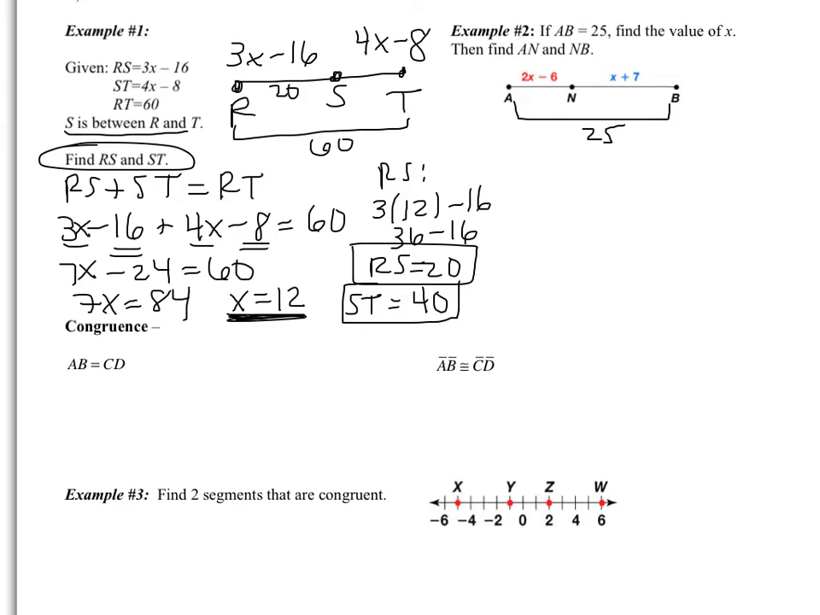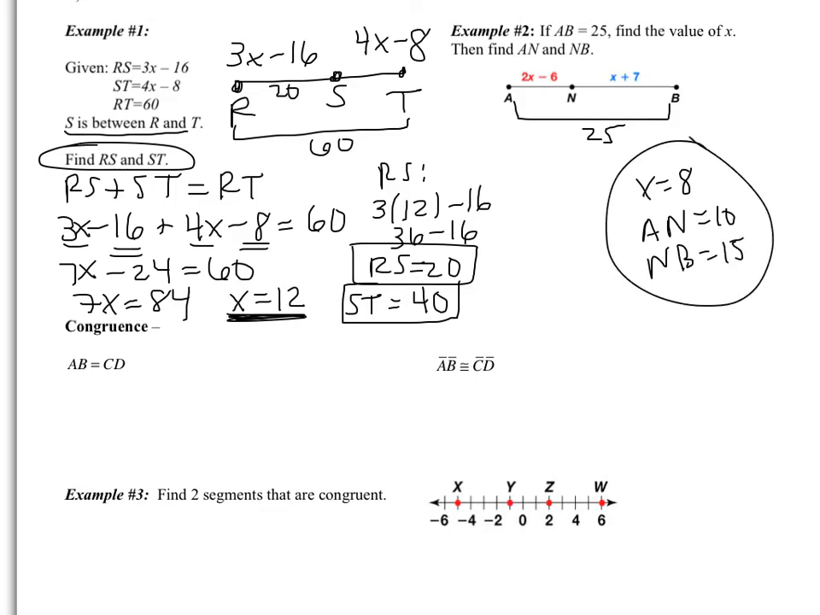Okay, hopefully you paused this and took the chance to try it. You should have gotten x equals 8. Substituting that back in, AN equals 10 and NB equals 15. I am not going to be showing you the work. If you got that one wrong, take the opportunity to go back and retry it. Tomorrow in class, I will be checking to see that you have both of these problems finished.